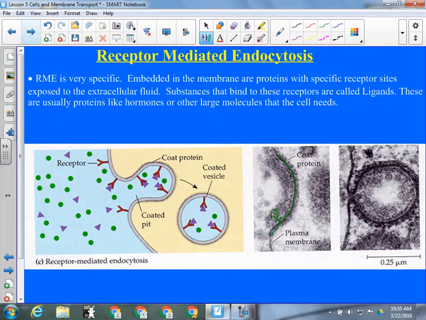You can see it once it's engulfed it. You can actually see the heads of all those receptors with the molecules attached to them, being engulfed and taken into the cell. So that only happens with essentially hormones and other molecules. Usually proteins and other kind of large molecules will use receptor-mediated endocytosis. All right, questions on those?